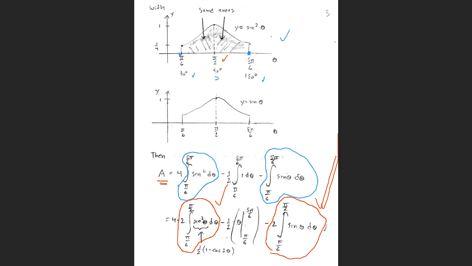Mark, there will not be an issue if the limits are not changed. If you wanted to go with pi over 6 and 5 pi over 6, then that is fine. I'm just doing this because the book, like in example 2, does it, and I want you to know what's going on there.